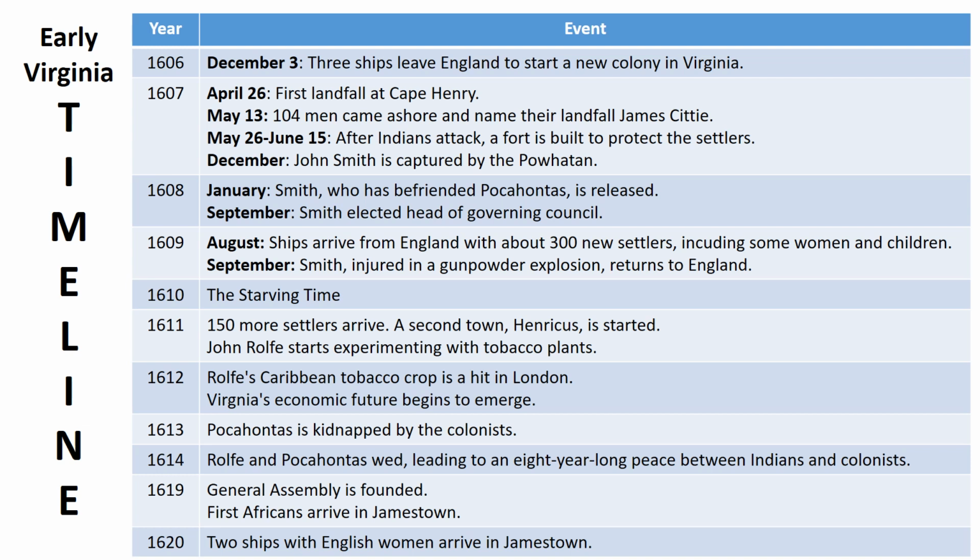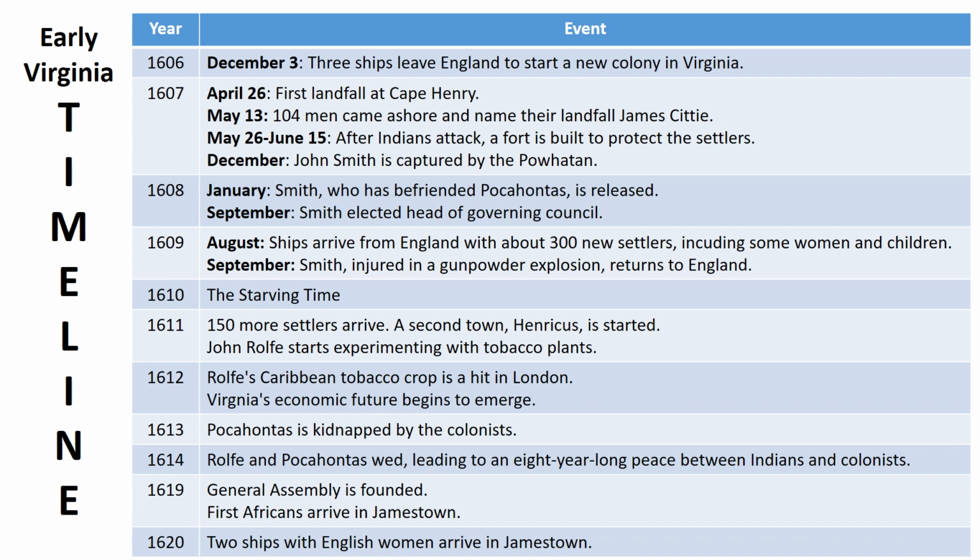1610, the starving time. 1611, 150 more settlers arrive. A second town, Henricus, is started. John Rolfe starts experimenting with tobacco plants. 1612, Rolfe's Caribbean tobacco crop is a hit in London. Virginia's economic future begins to emerge.